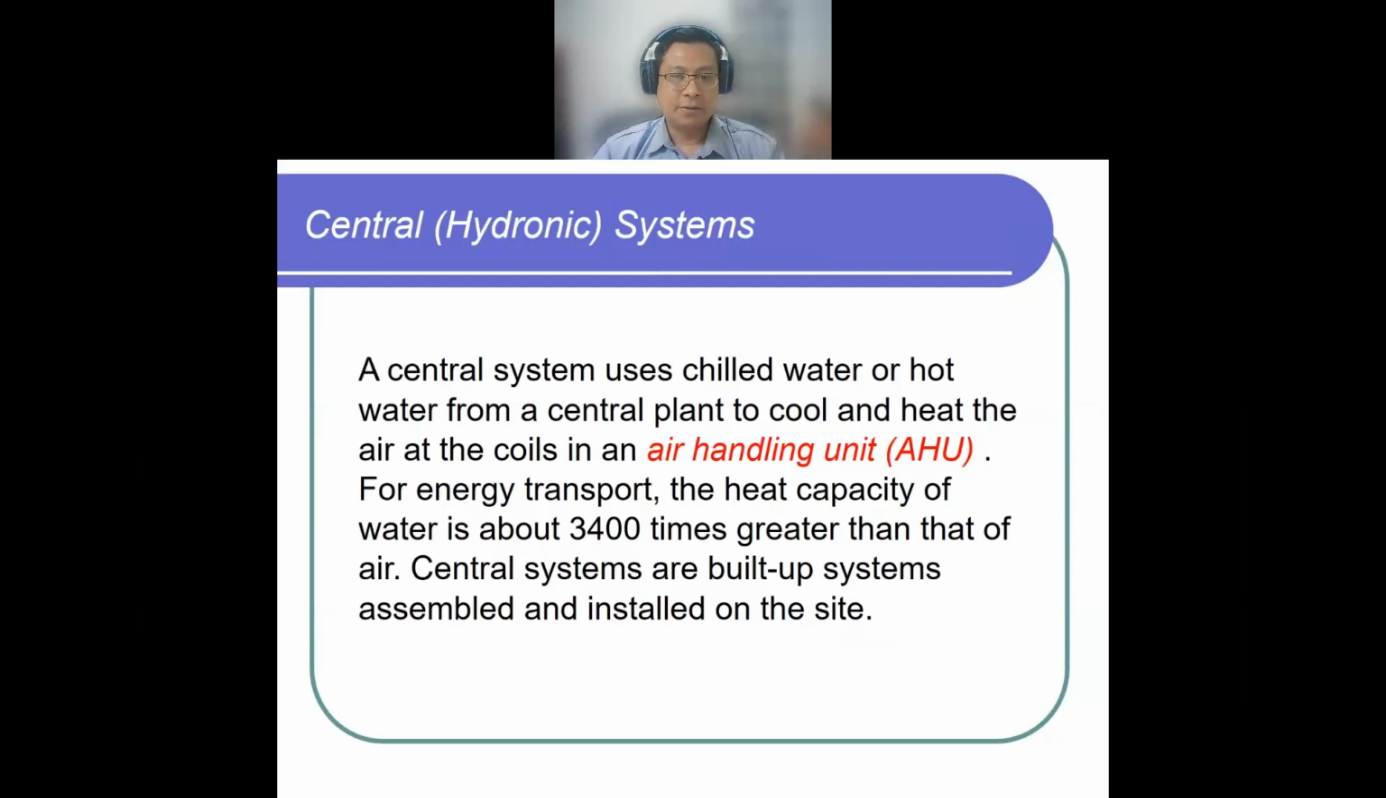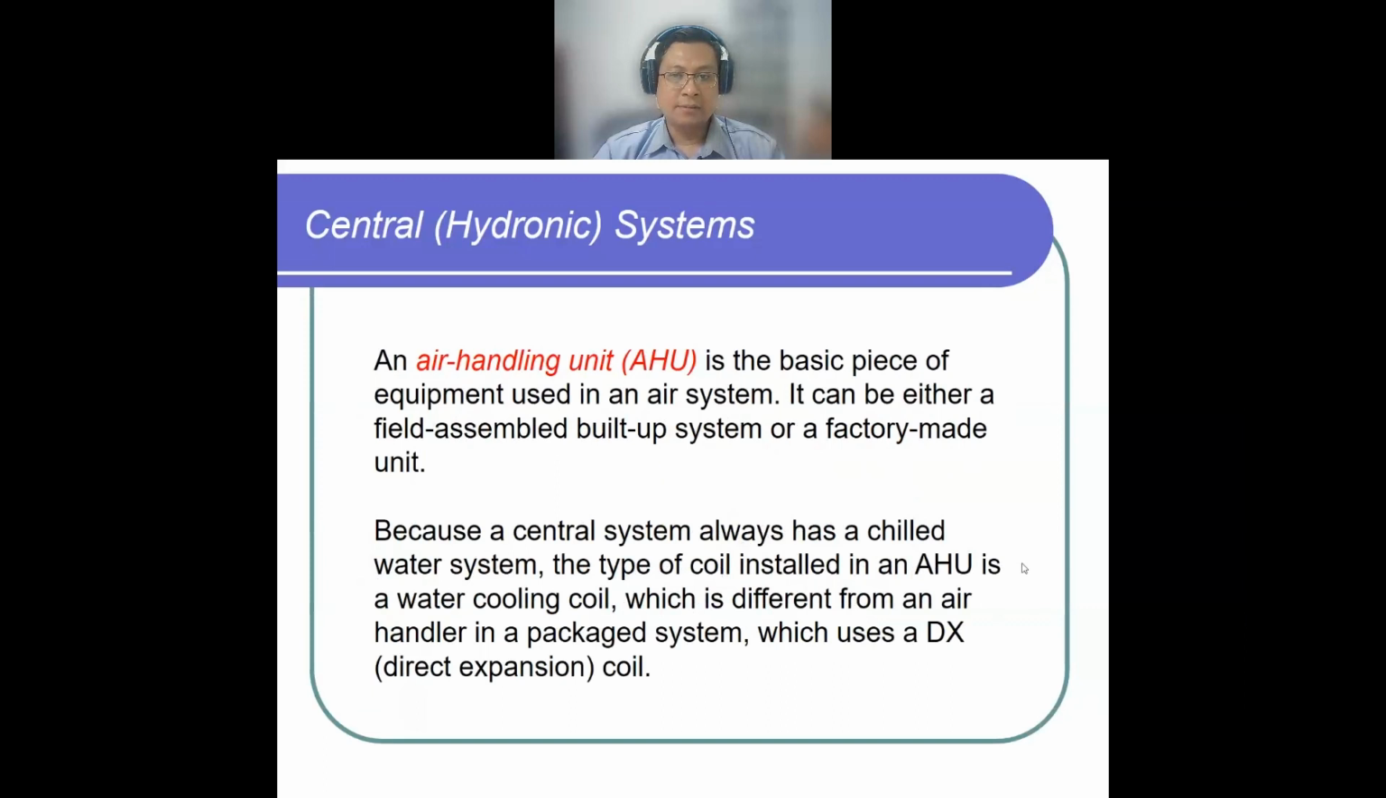For energy transport, the heat capacity of water is about 3,400 times greater than that of air. Central systems are built-up systems, assembled and installed on the site. Okay, the air handling unit is the basic piece of equipment used in the air system. It can be either a field-assembled, built-up system or a factory-made unit. Because a central system has a chilled water system, the type of coil installed in the AHU is a water cooling coil, which is different from an air handler in the package system, which uses a DX direct expansion coil.